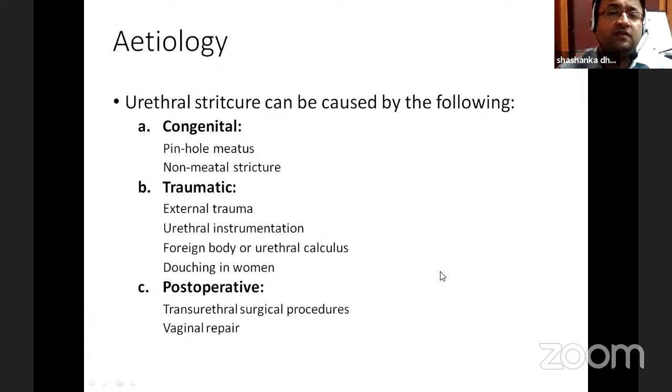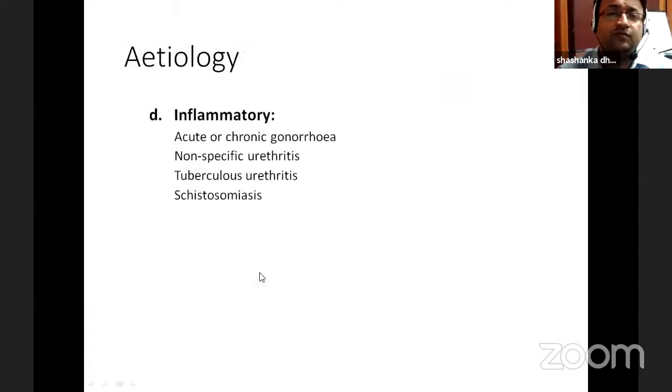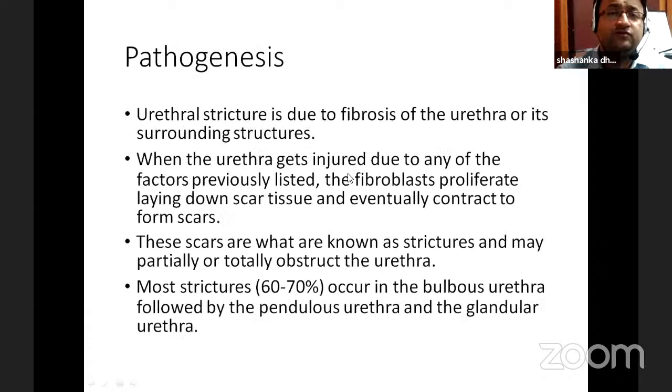Post-operatively, transurethral surgical procedures can lead to formation of strictures, and also vaginal repair. Inflammatory causes: acute or chronic gonorrhea, non-specific urethritis, tuberculous urethritis, and schistosomiasis are causes of inflammatory strictures. So stricture is due to fibrosis of the urethra or its surrounding structures.